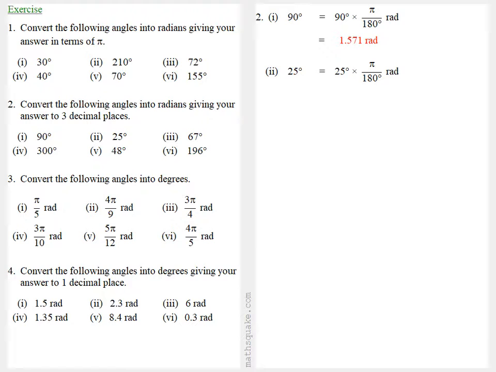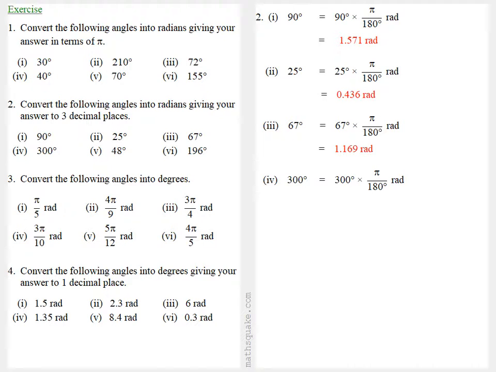In part 2, we've got 25 degrees. We multiply that by pi over 180. Working it out on a calculator gives us 0.436 radians. For part 3, we've got 67 degrees. Again, we multiply by pi over 180, and that gives us 1.169 radians.